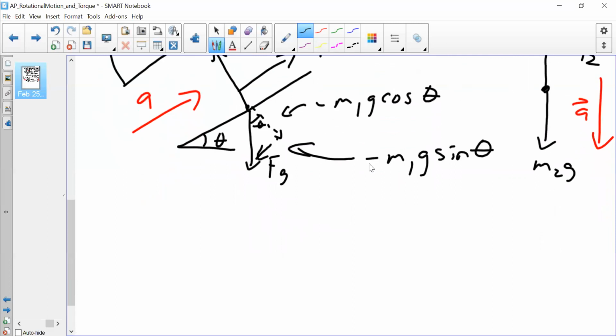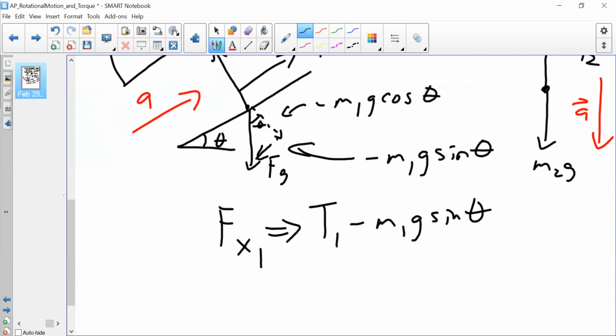Next are force equations from the free body diagrams. So we have Fx1 to be T1 minus M1G sine theta equals M1A. And Fy2, because there's only forces in the vertical direction for mass 2.